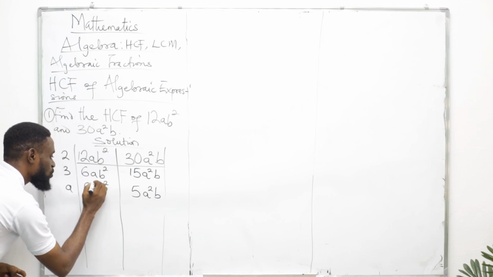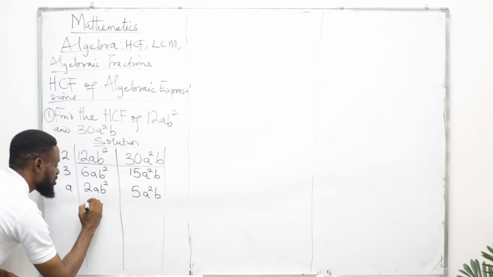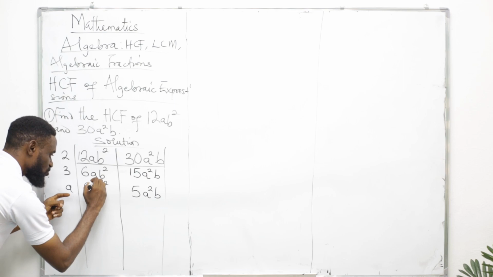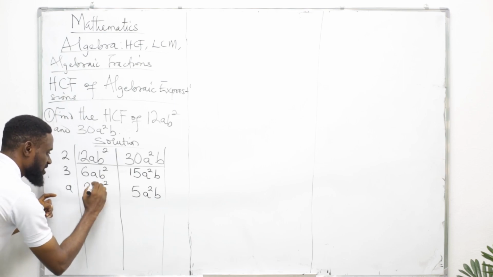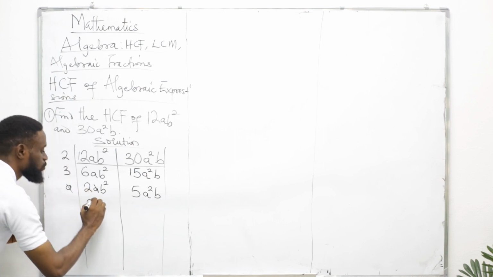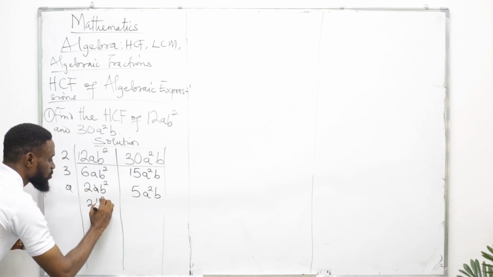So this will be 2 times 1 times b squared. Okay, so this is 2 times 1, which is still 2. So a cancels this a. This is what I mean. Do you get that now? So that we have 2b squared.